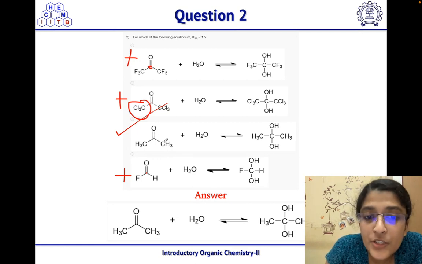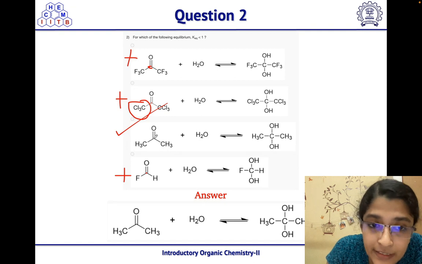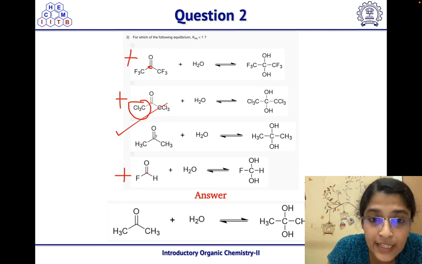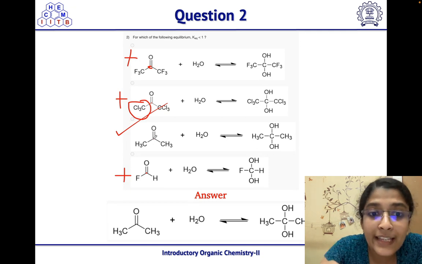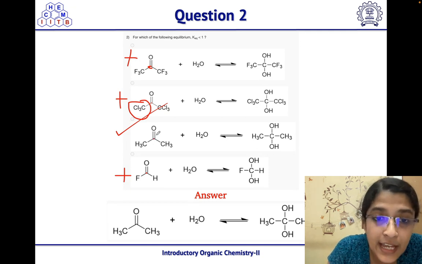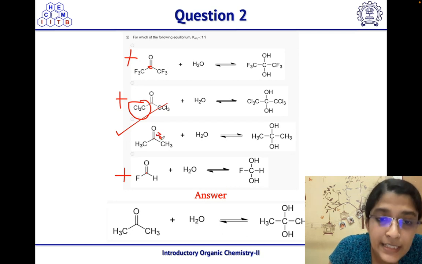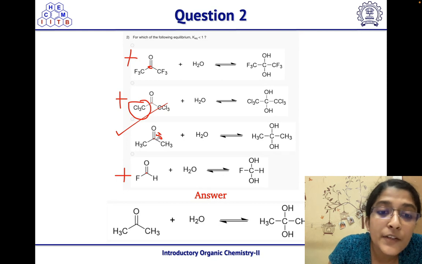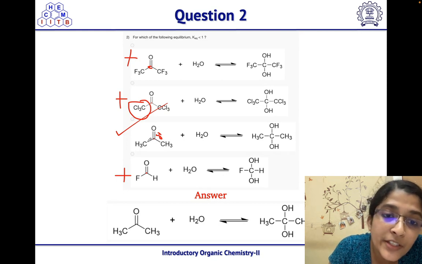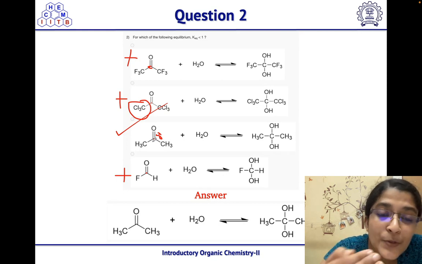Actually, these two methyl groups are electron donating groups. And here this carbon center is electrophilic in nature. That means it is lacking electron density. It is having delta positive charge. So if electron density is donated towards that center, that delta positive charge will decrease, right?